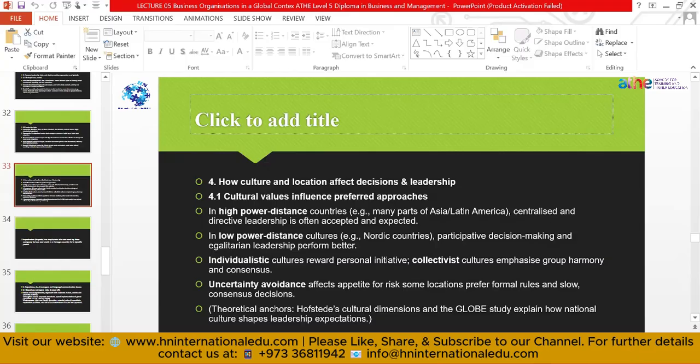Now, the problem which is going on around one country in the other country, the genocide one, the main hub is leading everyone. We're bound to follow him. In low power distance cultures, for example, Nordic countries, participative decision making and egalitarian leadership perform better. That is, according to their criteria, their likes and dislikes.